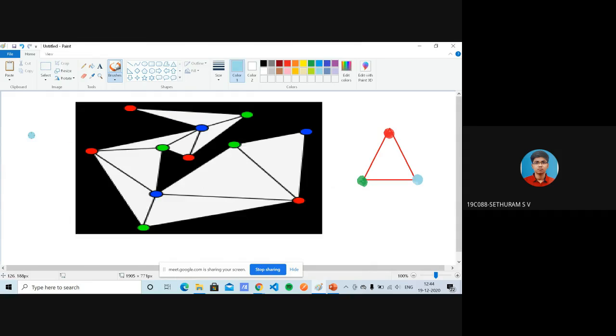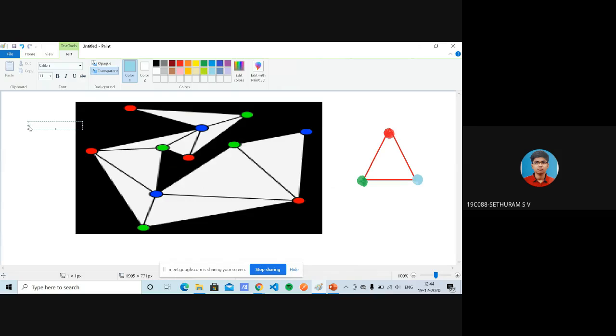So you can see the number of red vertices, that is, red cameras, is 4. Green is also 4, and blue will be 3. So the total number of vertices is 11, it's an 11 vertex polygon.